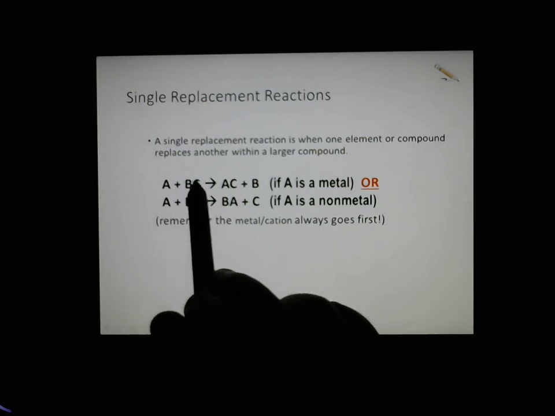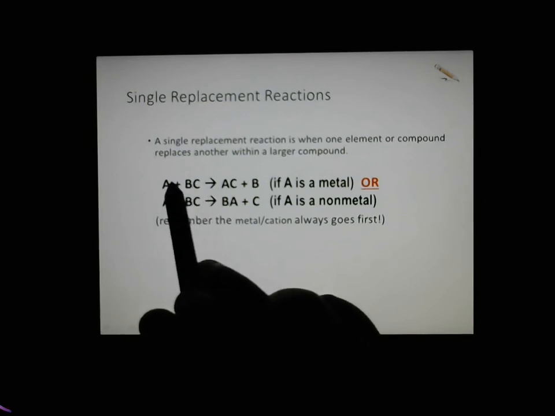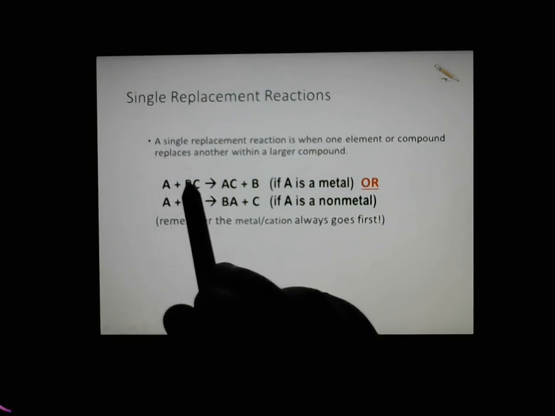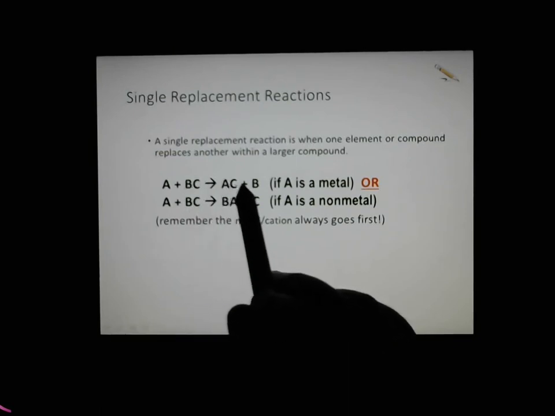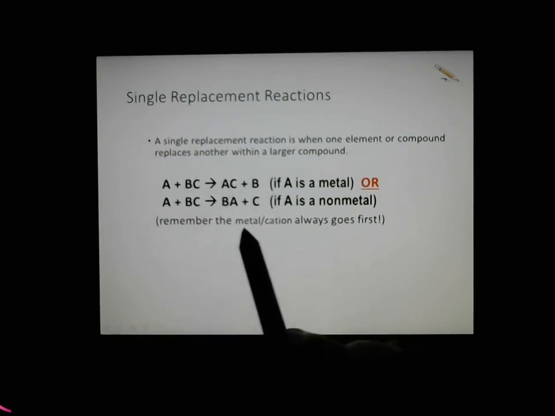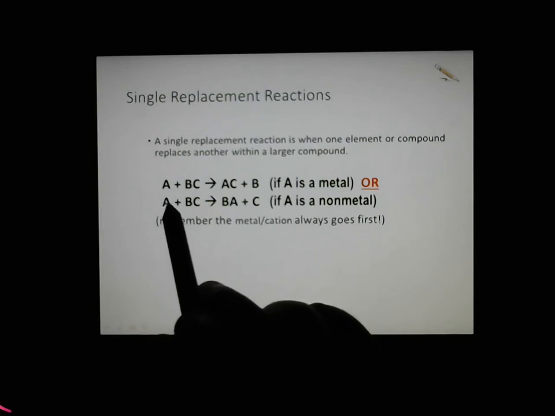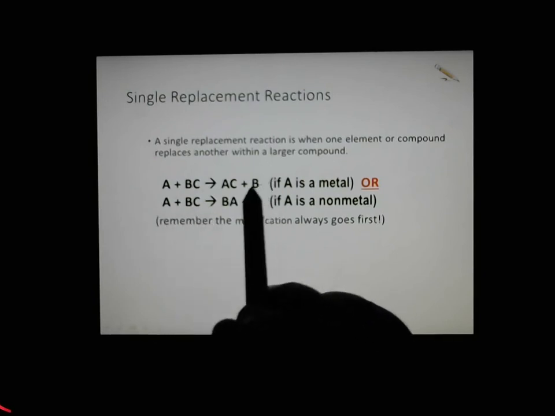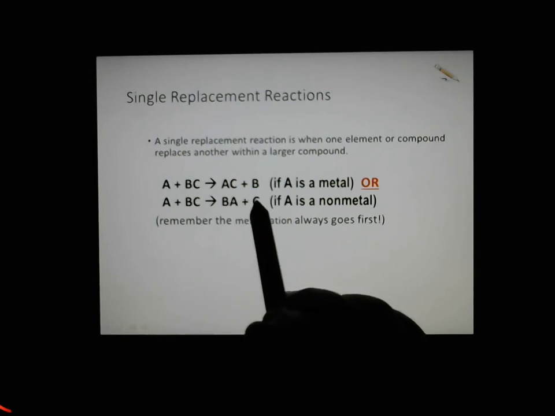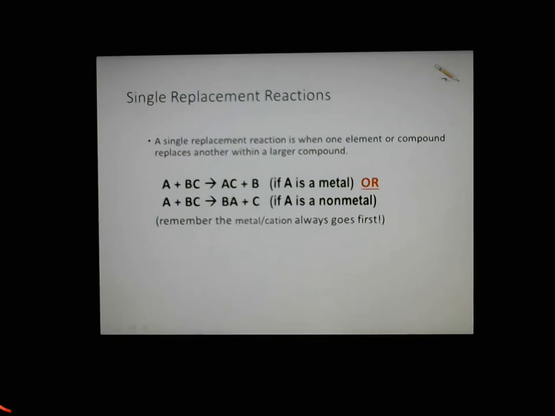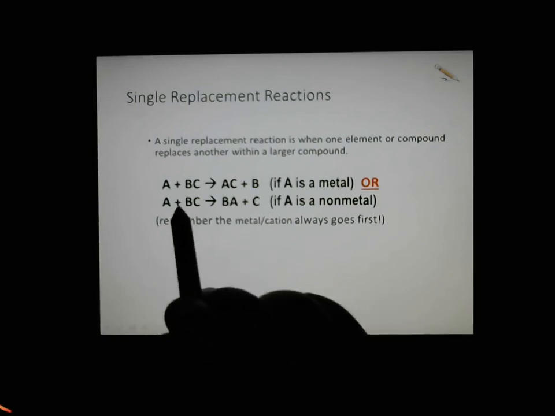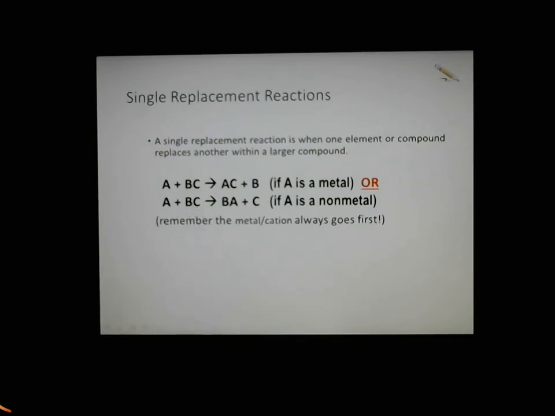If you have A plus BC, if A is a metal, it's going to kick B out and take its place. And so here we've got AC plus B. If A is not a metal, it's going to kick C out, take its place, and so you'll have BA plus C. And the thing that you have to remember is that when you have any sort of compound written, the metal always comes first. So if you have a metal coming in, you kick the metal out. If you have a non-metal coming in, you kick the non-metal out.